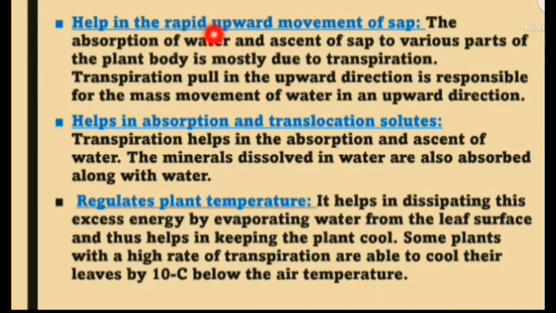Transpiration helps in the rapid upward movement of sap. The absorption of water and ascent of sap to various parts of the plant body is mostly due to transpiration. Transpiration pull is in the upward direction and is responsible for the mass movement of water in an upward direction. Transpiration helps in absorption and translocation of solute. Transpiration helps in the absorption and ascent of water. The minerals dissolved in water are also absorbed along with water.